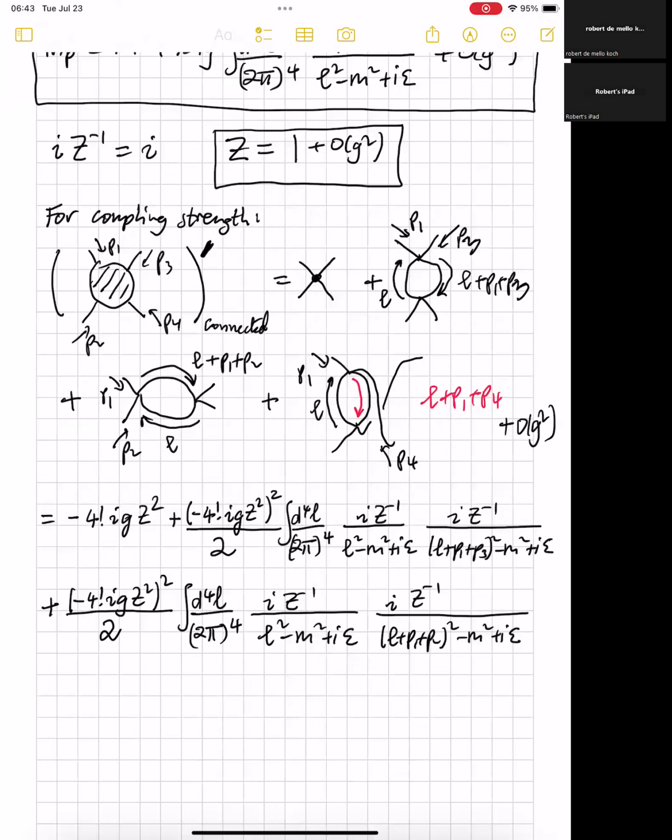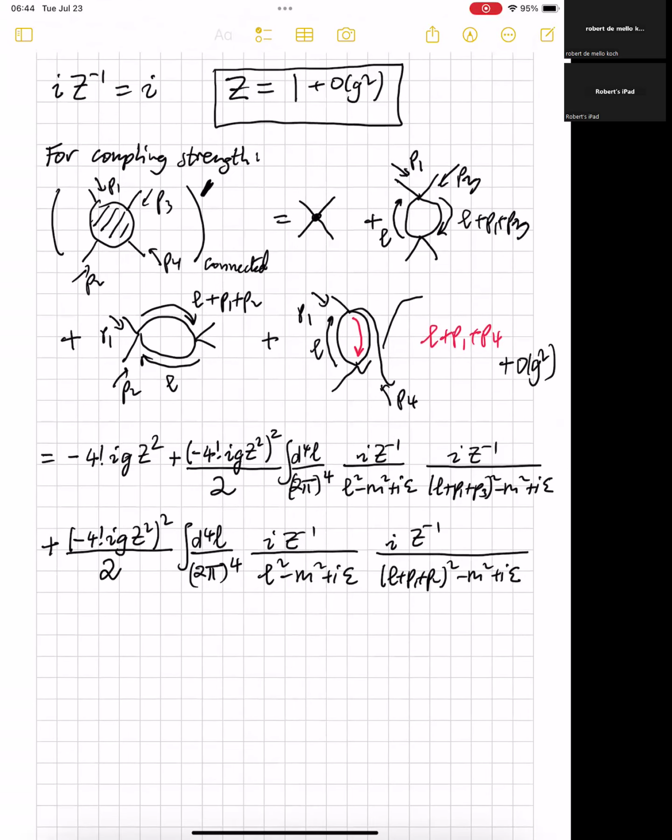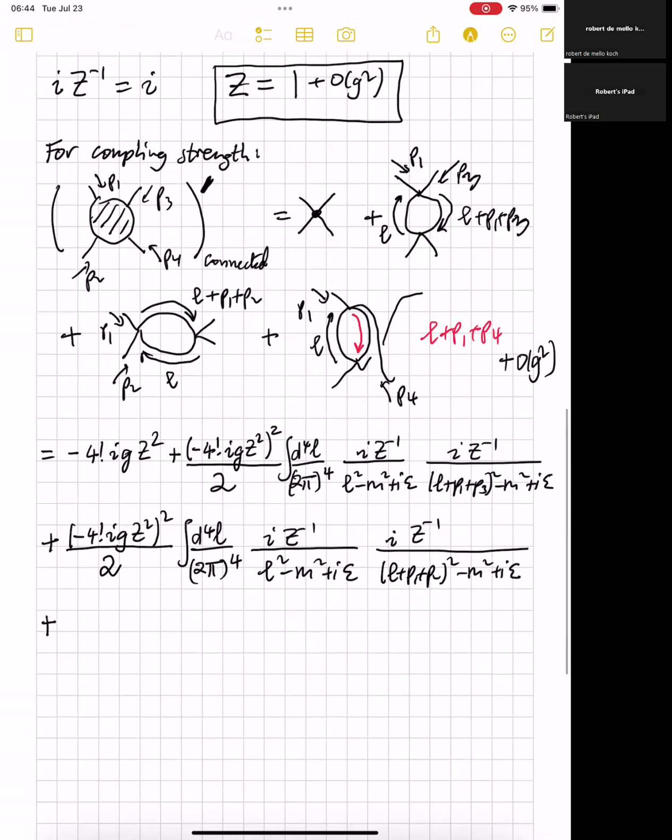Okay, so we've got one more Feynman diagram to write down. So let's go ahead and do that. So what is this Feynman diagram? So it'll be plus. We've got two vertices. So we'll have a minus 4 factorial i g Z squared.